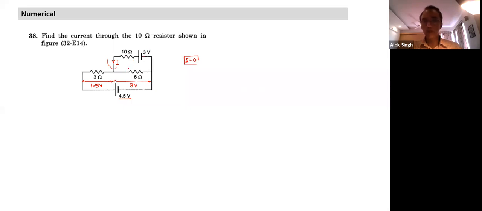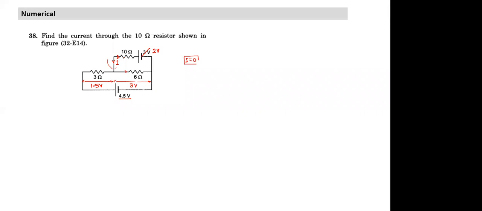Here the current is flowing, but through the battery, no current will flow. But suppose this battery was 2 volts, what happened? The current would have flown in this direction. If the battery had been 4 volts, current would have flown in the other direction. So we can get some intuitive sense of the direction of current flow, but otherwise I can also solve this question by applying Kirchhoff's loop rule.